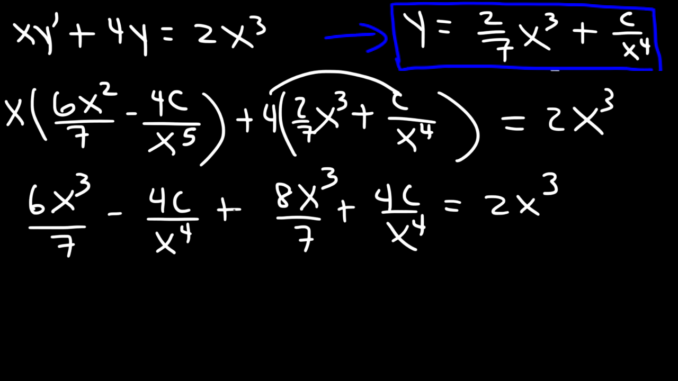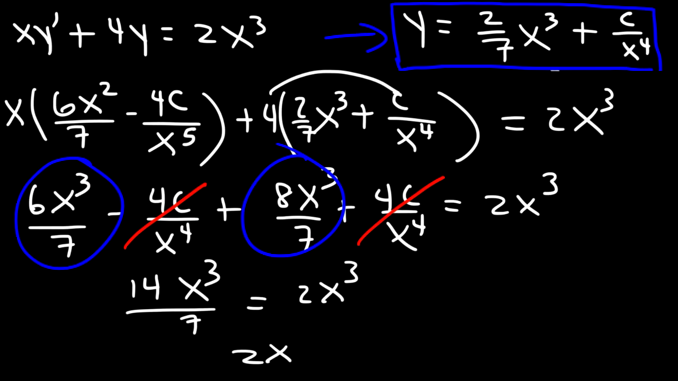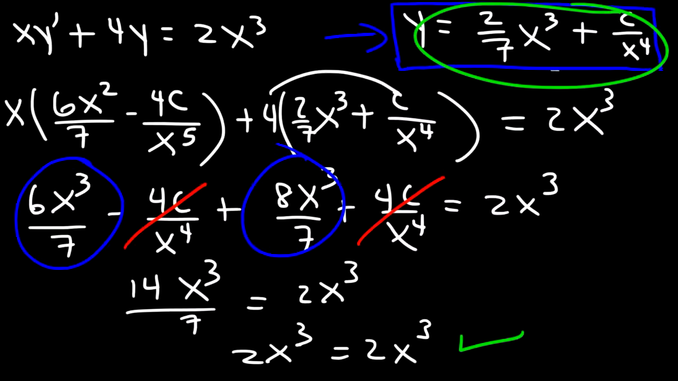So notice that these two terms will cancel. Negative 4 plus 4 adds up to 0. And then these two are like terms, so we can add them. 6 plus 8 is 14. And 14 divided by 7 is 2. So because the left side and right side are the same, this is indeed the solution to the differential equation.